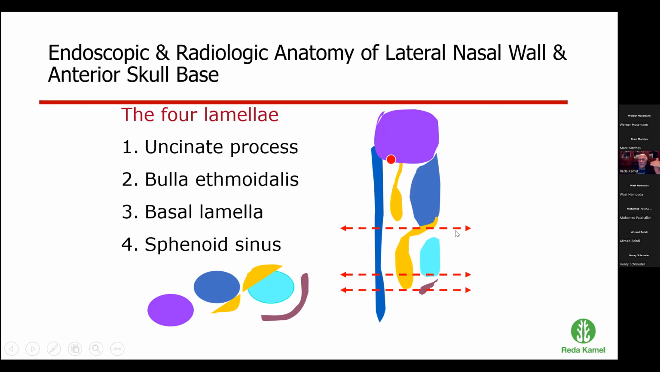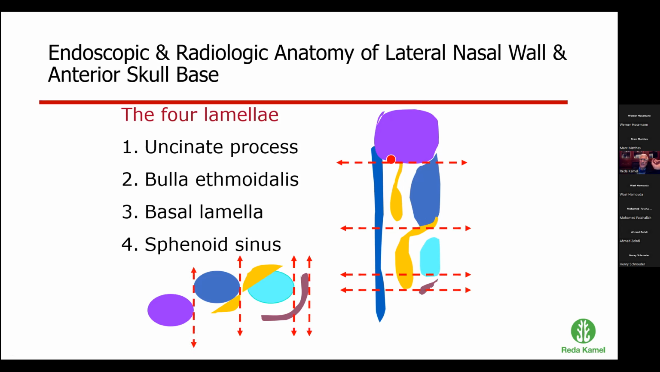The basal lamella is a very important passage into the posterior ethmoid. We have the agger nasi level, the anterior wall of the bulla, the basal lamella, and then the anterior wall of the sphenoid sinus. Very important. This is the axial diagram. Here we are, this is a sagittal diagram: the agger nasi process, the anterior wall of the bulla, and then the basal lamella, and then the face of the sphenoid.